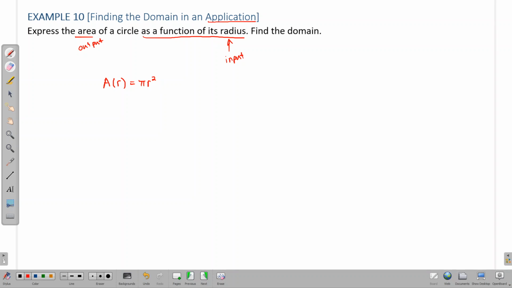However, this function has an application. It has a meaning. So we need to think about, well, what kind of different radii can we have? Does it make sense to have negative radius? No, it doesn't. Does it make sense to have a zero radius? Well, I would argue that we could, but according to our book, they don't want you using zero radius here. So the domain that they're looking for is non-negative numbers, meaning 0 to infinity, but 0 is not included. That would be your domain. So we got our function and we got our domain.